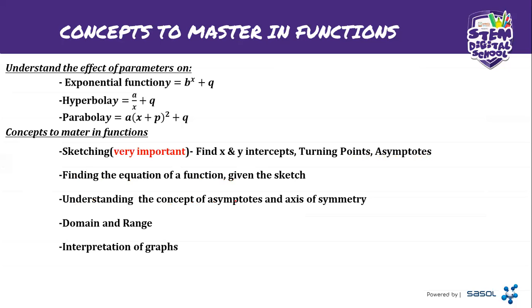Understand the concept of asymptotes and axis of symmetry. Earlier on we spoke about asymptotes, and we also touched on the axis of symmetry, right? When we talk about asymptotes, you must know which functions have asymptotes, and which functions also have an axis of symmetry. So it's very important. And you must be able to determine the domain and the range, and you must also interpret the graph. It's very important, right? Now let's proceed.